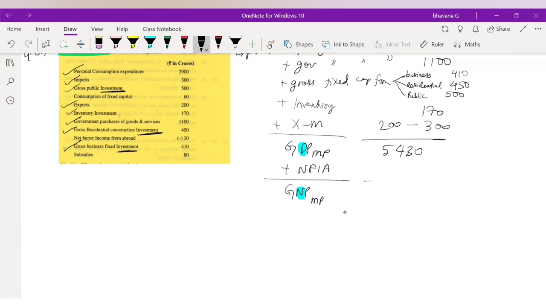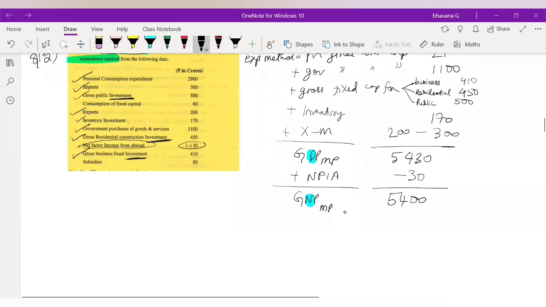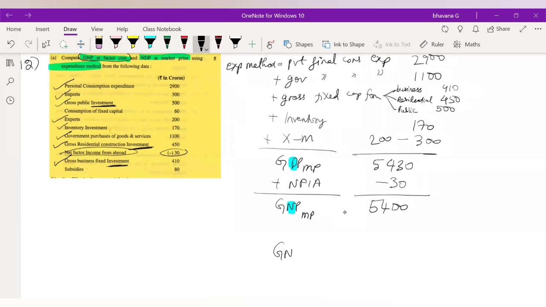So if you do that, what is your NFIA given in the question? Yes, net factor income from abroad, they have given you minus 30. So take it as minus 30 and it will be 5,400. So this is GNP MP. But in the question they have asked you gross national product at factor cost. So you have to now transform the market price to factor cost. If you have to change your market price to factor cost, what you have to do? You have to do minus net indirect taxes. So if you do minus net indirect taxes, from the question, find out net indirect taxes.